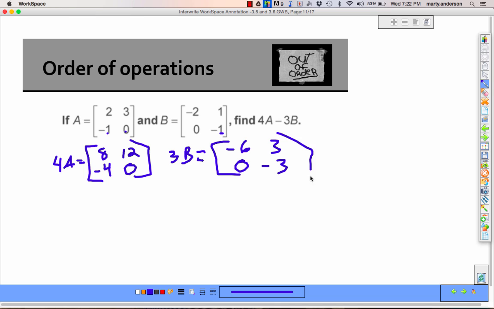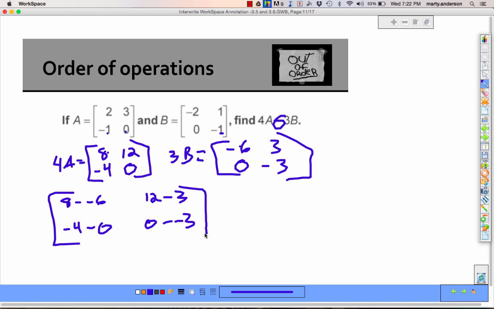And then I'm going to subtract them. So really what I'm going to do is take 8 minus negative 6. So you've got to watch out. Since I'm doing minus, 8 minus negative 6, and then 12 minus 3. Negative 4 minus 0. That's a toughie. 0 minus negative 3. So if you're a person that chooses to ignore negative signs, this is not a good time to do that, because 8 minus negative 6 is really an addition problem.